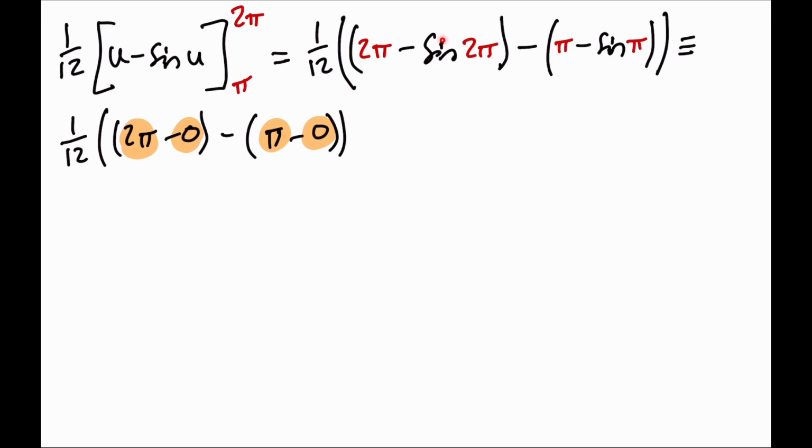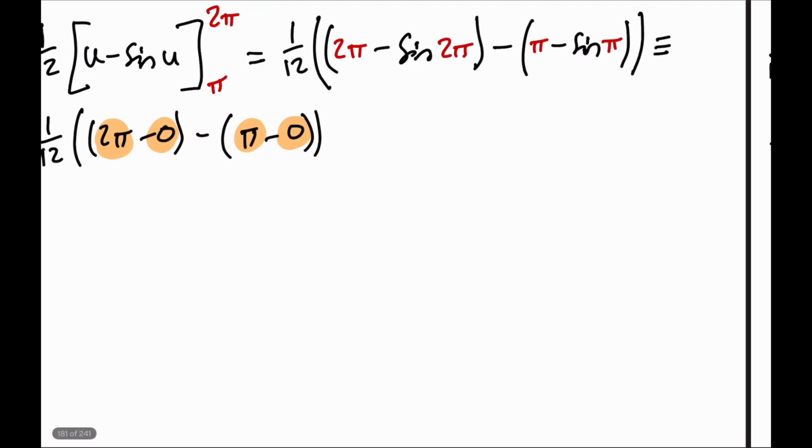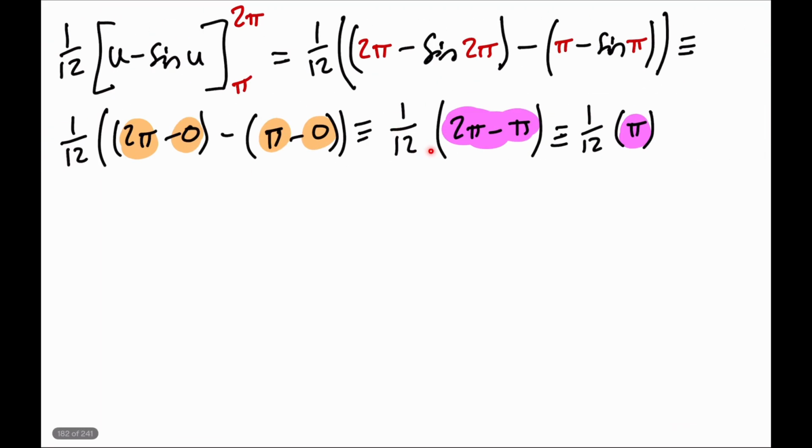And here we're going to solve for the sines. Sine 2 pi is equal to 0, and sine pi is also equal to 0. So in the end, we get a 12th on the outside, and then 2 pi minus 0 and pi minus 0, which is just the same as a 12th times 2 pi minus pi, which is the same as a 12th times pi. So the answer is pi over 12 for this type of integration.